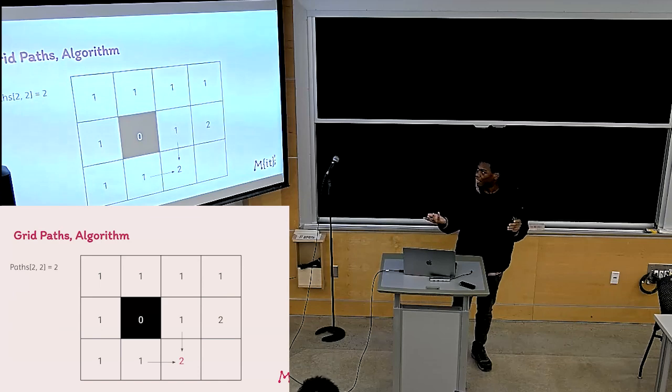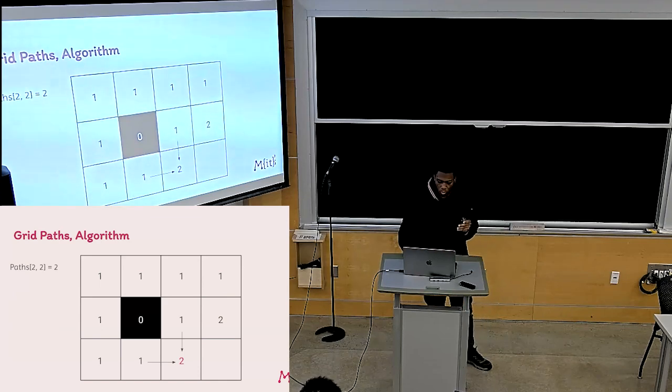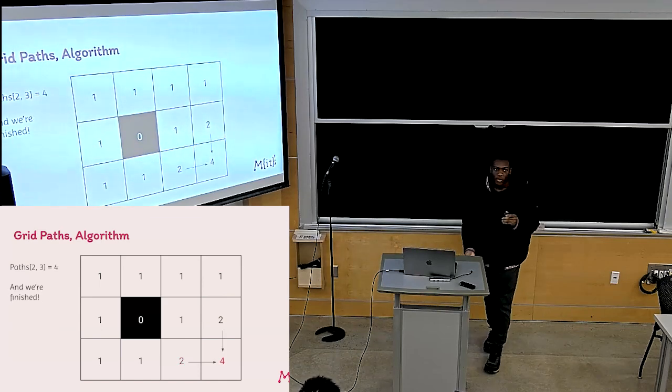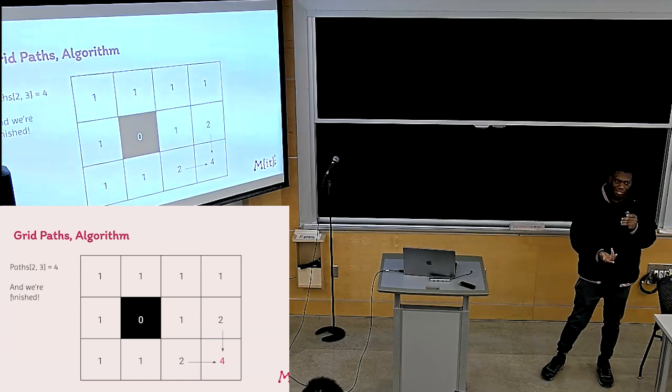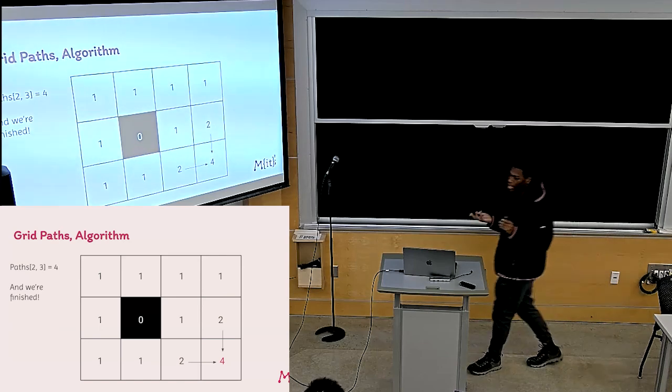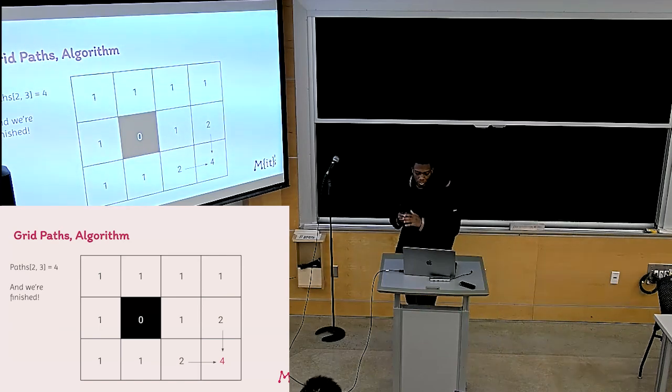And now we pretty much did almost all the work. We only have one more cell. Here, we know that there are 2 paths that approach from the top and 2 paths that approach from the left. So our answer is 4, and we are finished.